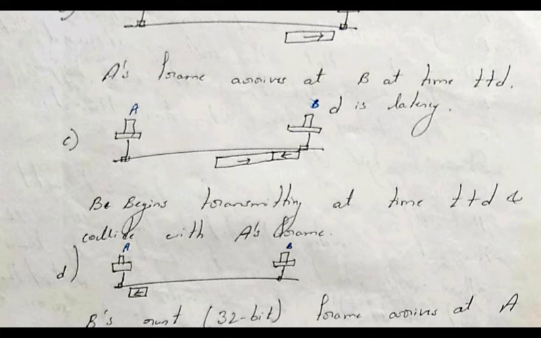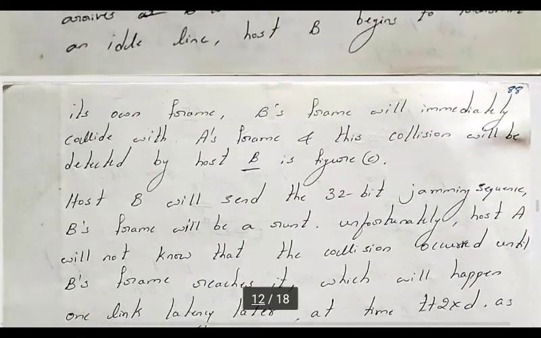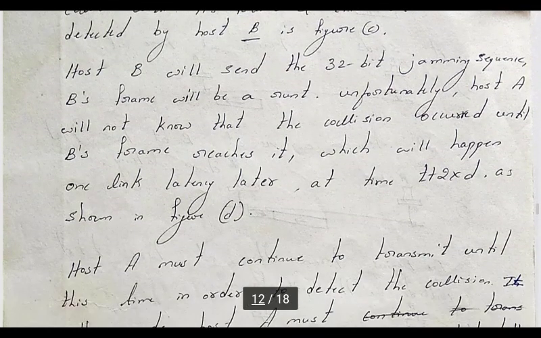So all these things I have already explained, so I will come directly to the last point: host B will send the 32-bit jamming sequence, and B's frame will be a runt. Unfortunately, host A will not know that. Host A still doesn't know that the collision occurred until it receives the runt frame transmitted by B. When A receives the runt frame transmitted by B, A will come to know that its frame has collided with B's frame.